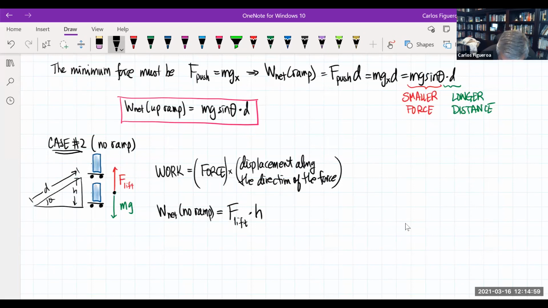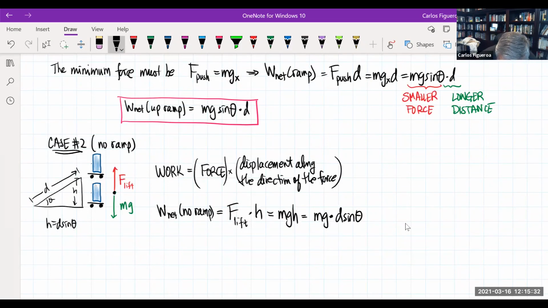So then check this out. So this guy has to be what? mgh. But wait a minute. Didn't we just say what h was? H was d sine of theta over here. So if I come in here, what I'm really seeing is I got mg times what? D sine of theta. And so what you're seeing here is look at the position of the sine theta. Up the ramp, it was with the weight.